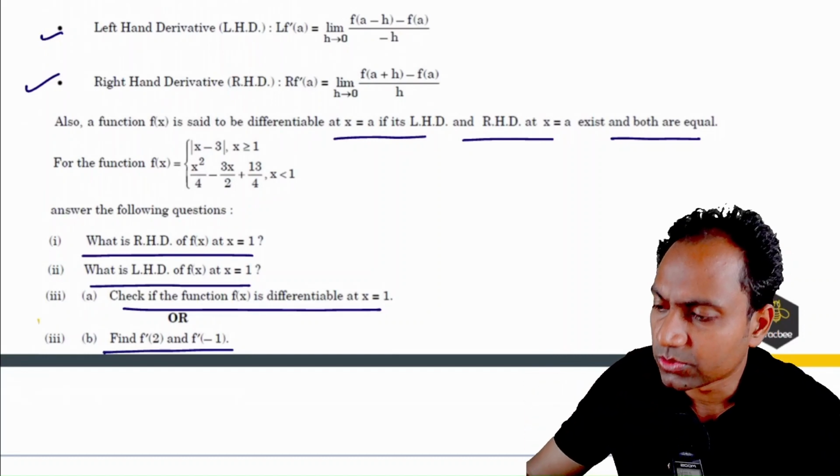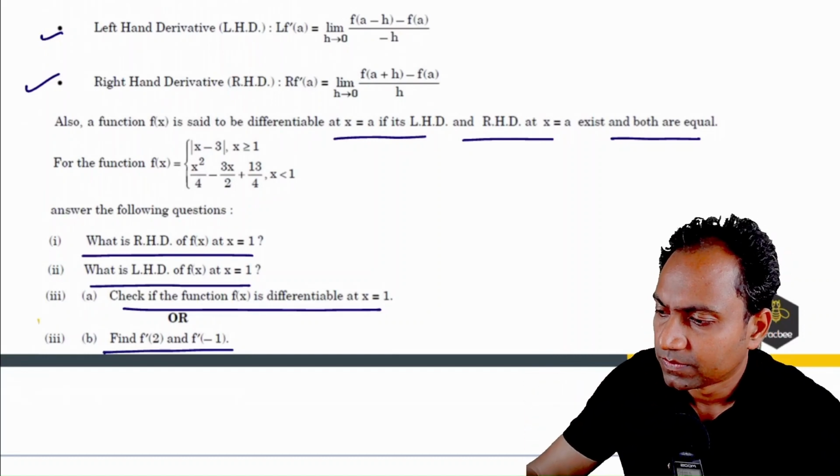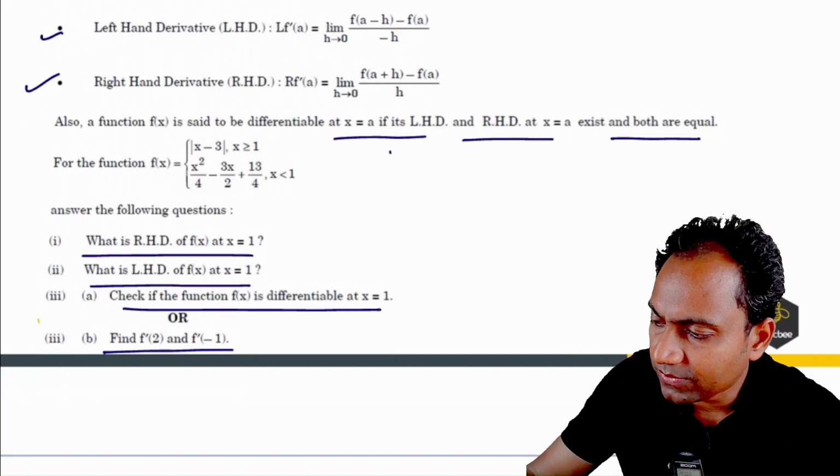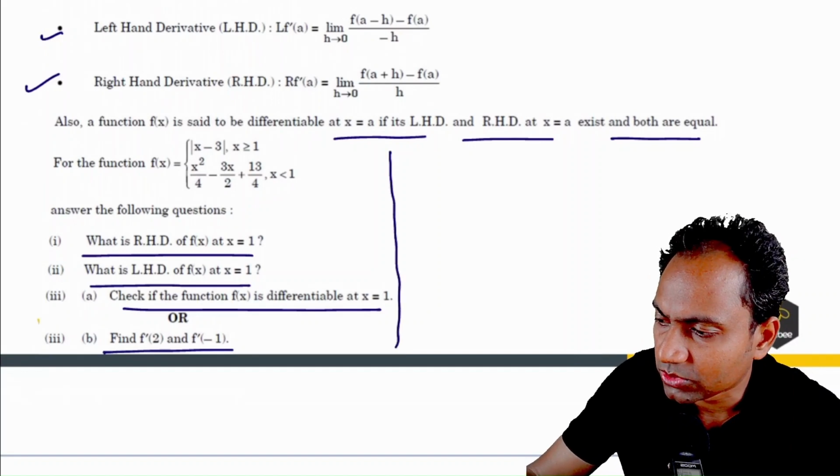So if I look into this question, let us write it down. What you can do is, in the first step, understand what the question is saying.